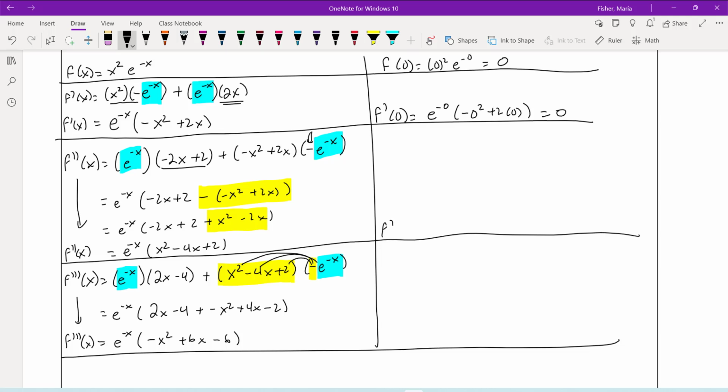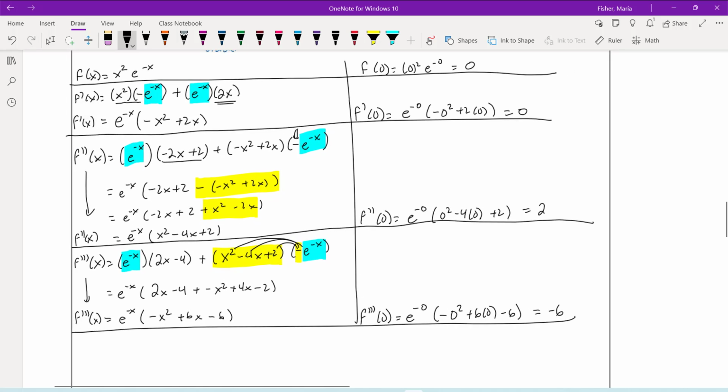For our second derivative evaluated at 0, we'd have e to the negative 0 times 0 squared minus 4 times 0 plus 2. Again, if you stick that in a calculator, you'd end up with 2. Finally, that third derivative evaluated at 0 would be e to the negative 0 times negative 0 squared plus 6 times 0 minus 6. Sticking that into a calculator, we'd end up with the third derivative at 0 is negative 6. Now let's build that third degree polynomial.